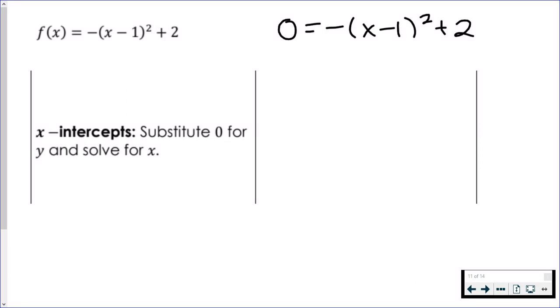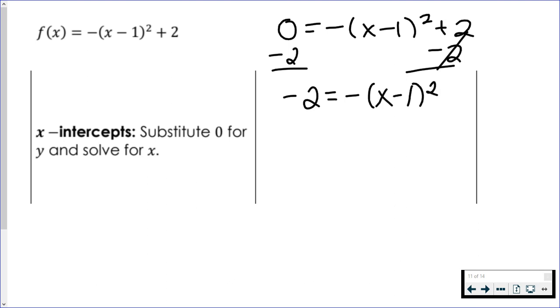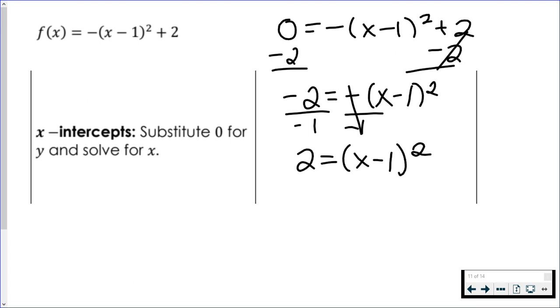So now that y is 0, I want to move everything away from the parentheses. I'm going to start that by subtracting 2. Now, the negative also needs to move. Right now, it's negative times, or -1 times, the parentheses. I'm going to get rid of that by dividing by -1, or you can multiply by -1 since you get the same result. So I'm dividing both sides by -1, which gives me +2 is equal to (x minus 1) squared.